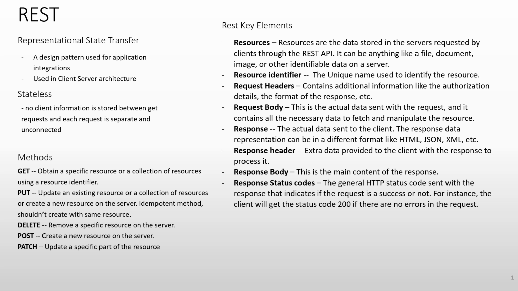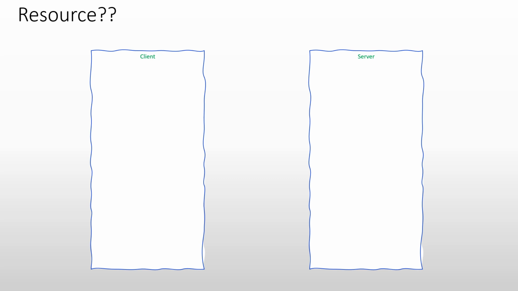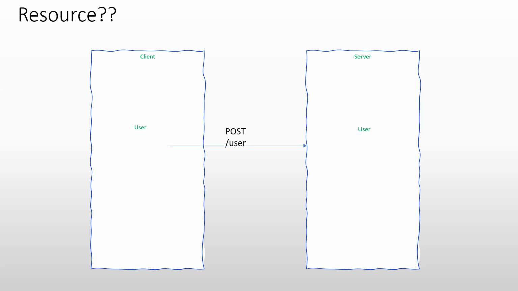In REST, understanding the resource is important. So let's say we have a server where we want to represent some of the data on the server. The data we need to represent on the server has to be provided by the client. So let's say we have a client as well. Now I want to send the user details, or I want to create the user details on the server, then the client is going to send user details to the server with a resource identifier /user.